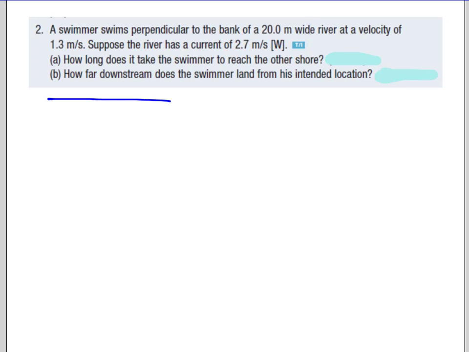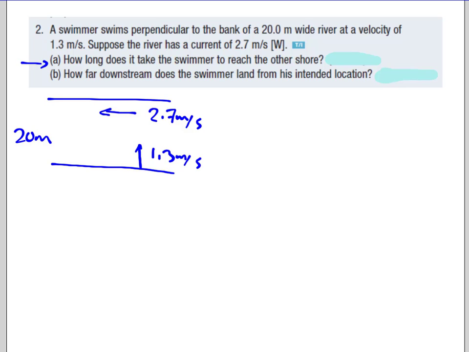Okay, I'm going to draw my picture. So we're swimming perpendicular to the bank. It's 20 meters wide. The current is going to the west at 2.7 meters per second, and the swimmer can swim at 1.3 meters per second. So how long does it take the swimmer to reach the other side?